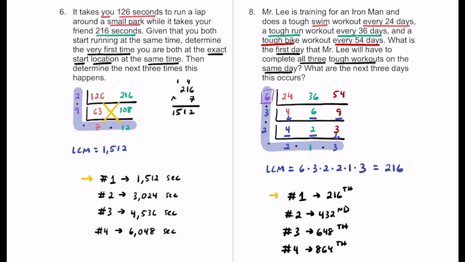All right, so there you have 8 different practice problems dealing with applications for dealing with the least common multiple. Sure, can you list out multiples? Absolutely. It just becomes a little bit less efficient over time. So hopefully the ladder method is useful to you. You can also use prime factorizations if you would like to.